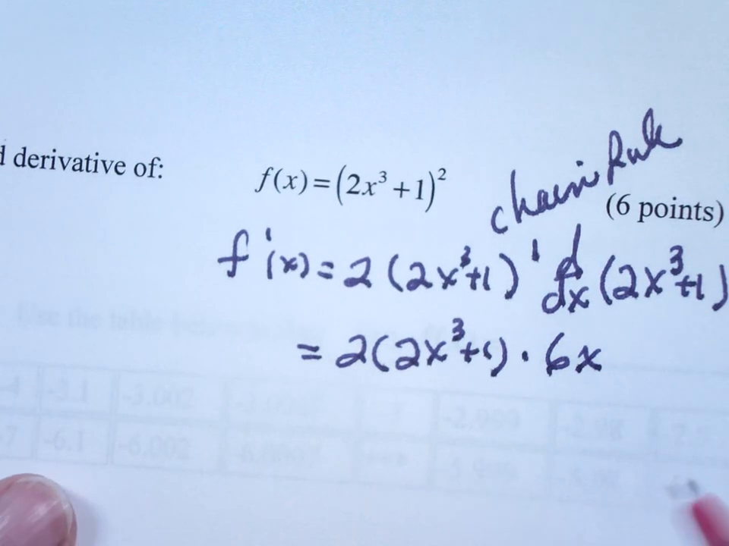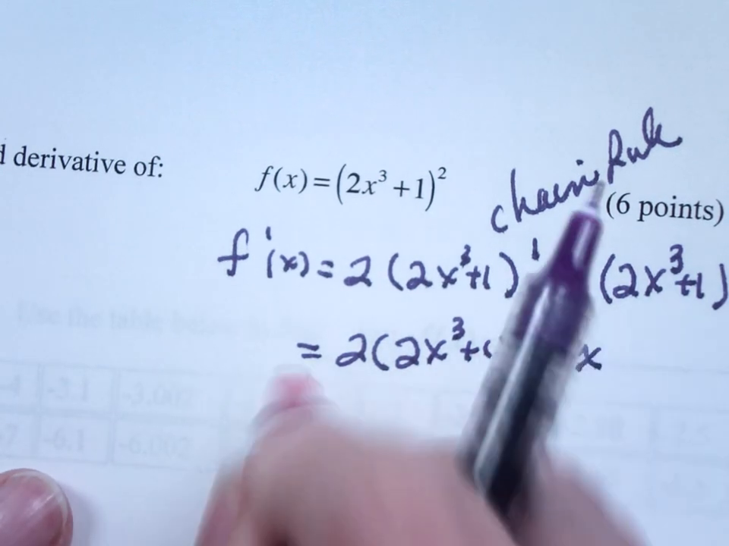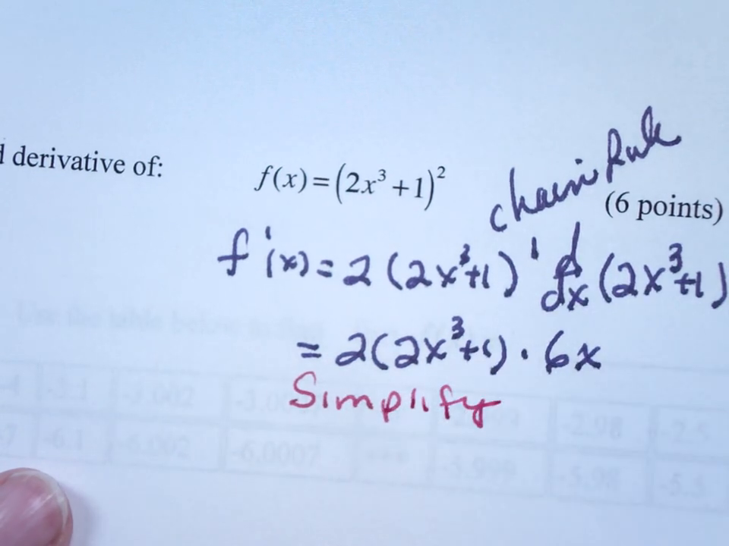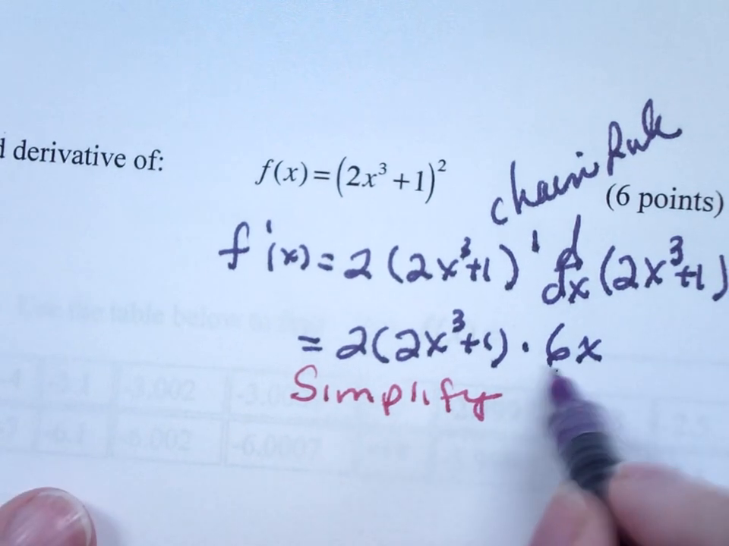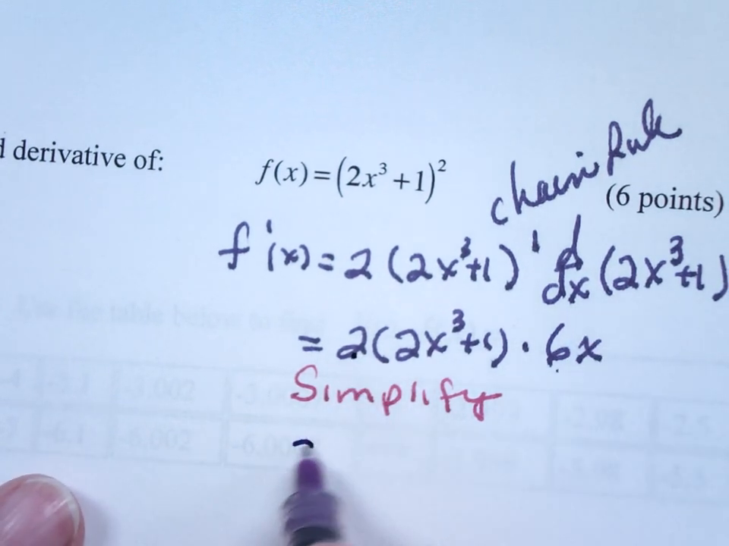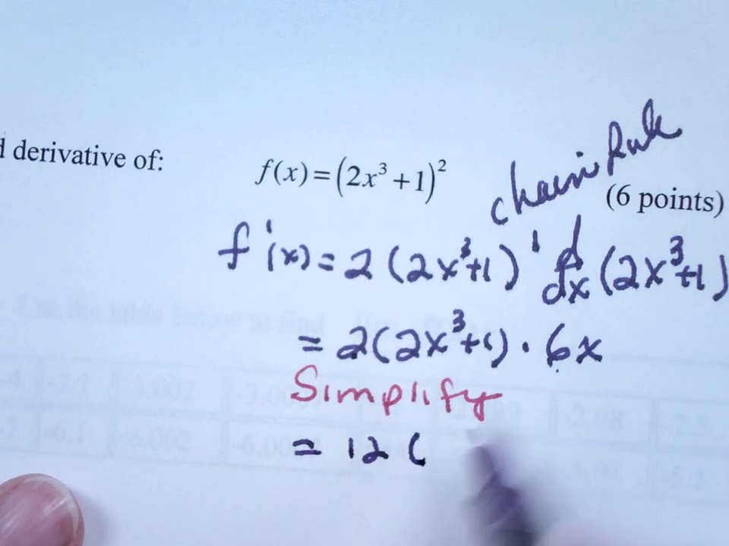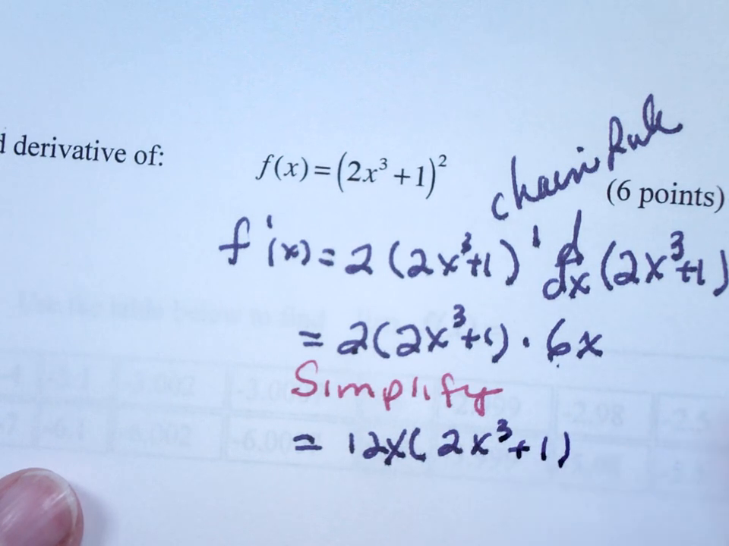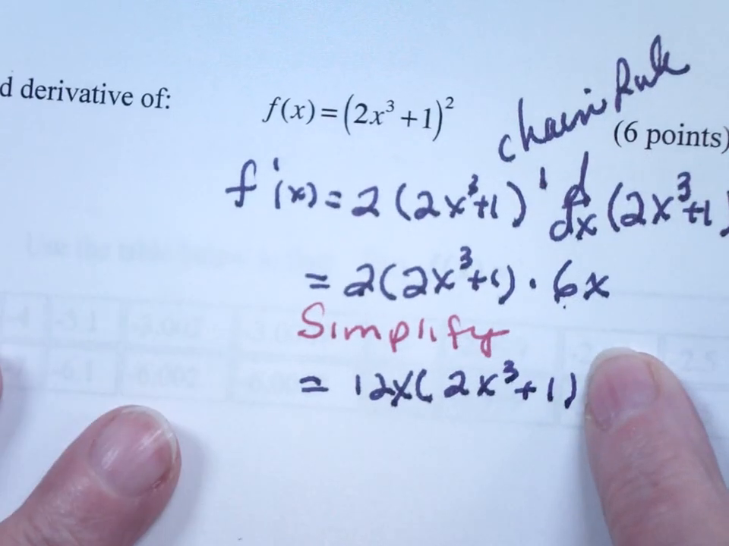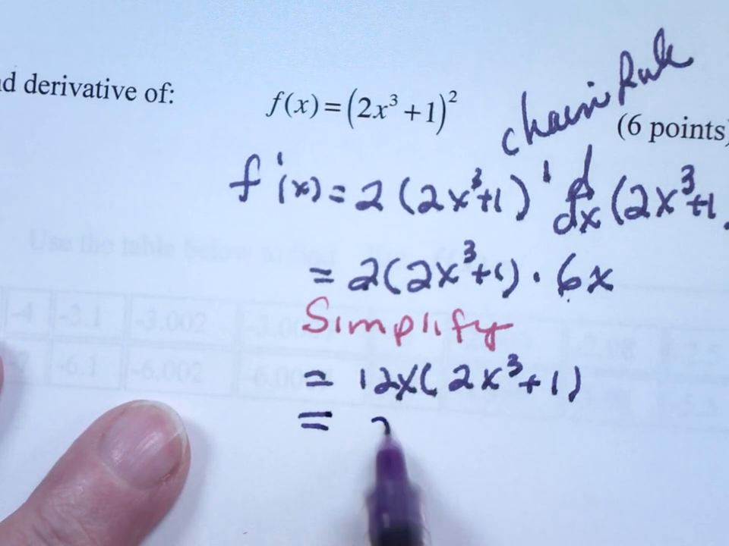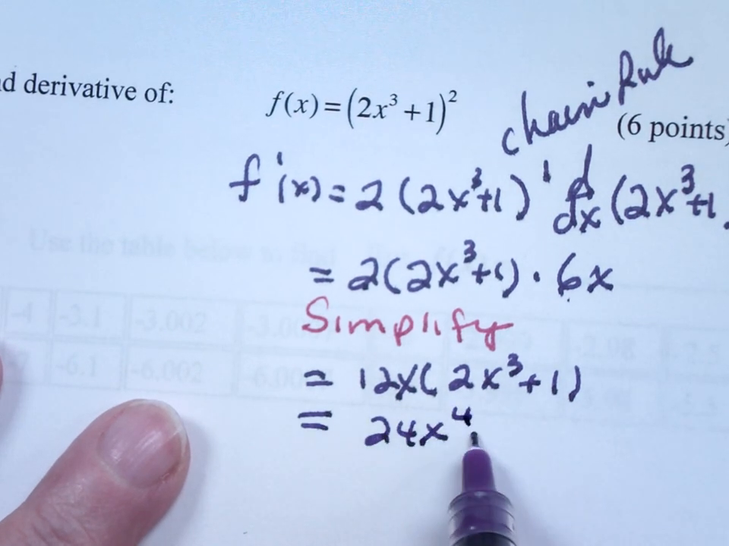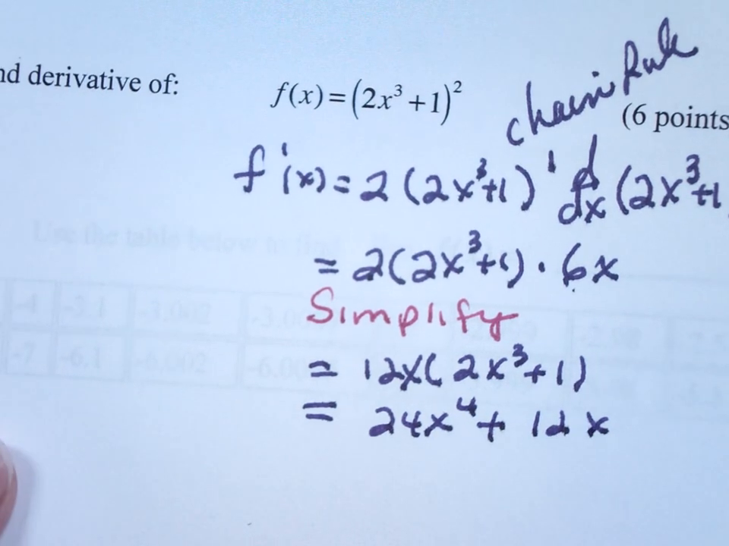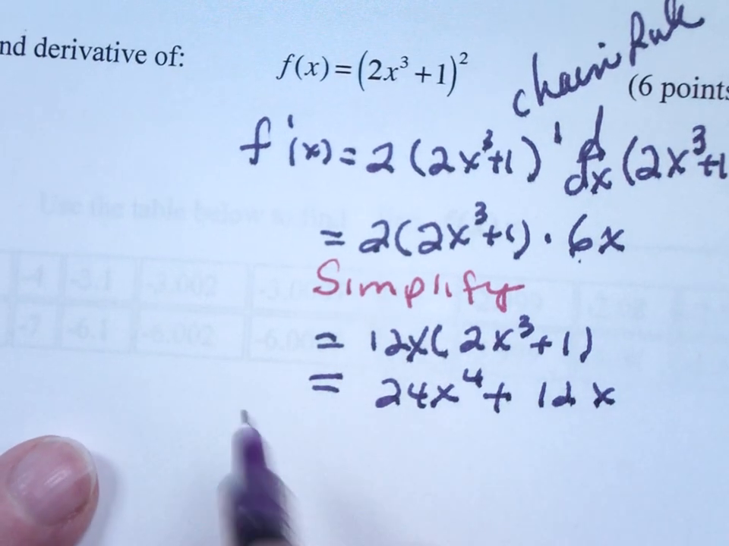From here, what I would do personally, because this is to the 1 power, is simplify. Six times 2 is 12 times x times (2x cubed plus 1). This is to the 1 power, so I can simplify some more. This is 24x to the 4th plus 12x. So that would be f prime.